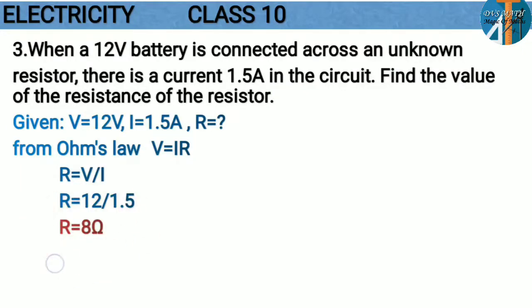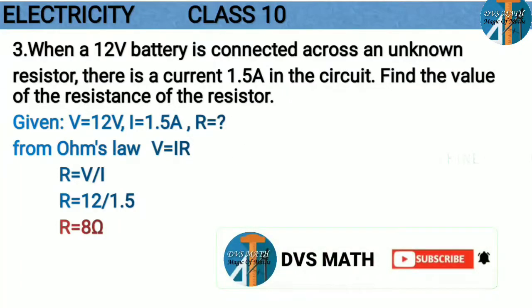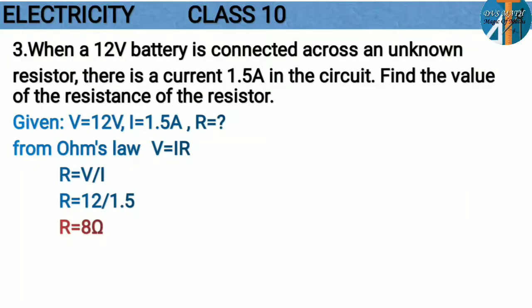So first write the given part, V, I and R. The formula which relates all three is from Ohm's law, V is equal to IR. You have to find R, so R is V by I. So R is equal to 12 by 1.5. If we divide that, R is equal to 8 ohm. So this is about the third problem. Let's move on to the next.